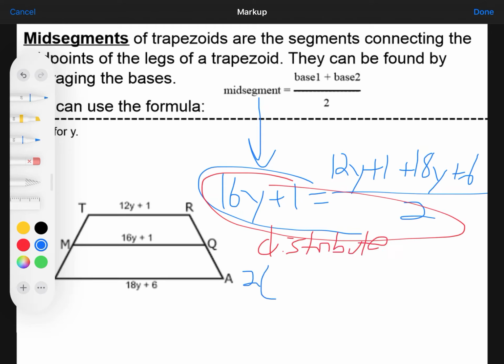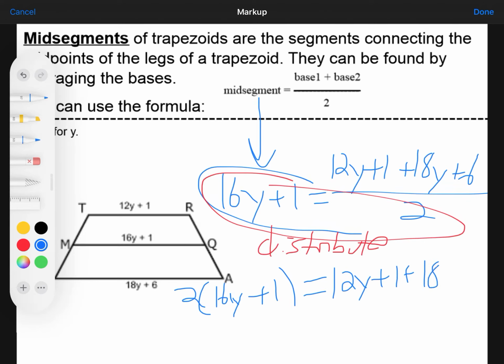So you're going to have to take 2 times 16y plus 1. That's where this gets to be extra credit level. You have to give me a moment here. I think I'm running out of space to the point where I'm going to have to erase and retype. Give me a moment. Try this again. 16y plus 1 equals those two added together. There we go. The distributing shouldn't be too bad.